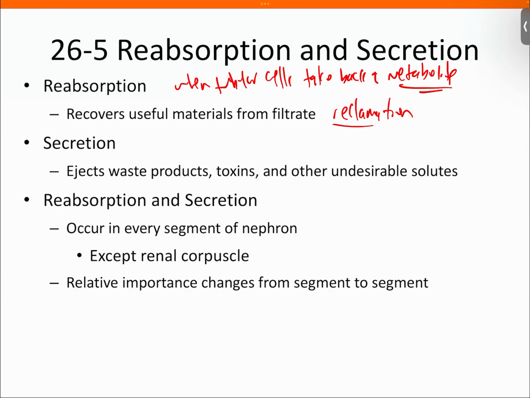Secretion is the opposite. Secretion is basically the dumping. So this basically dumps stuff into the filtrate. So, hey, do you want this? No, just go ahead and toss it in the Goodwill pile, right? So that's like secretion, okay? So typically different waste products, toxins, other sorts of things that you just want to get rid of. So you'll dump those into the filtration stream.